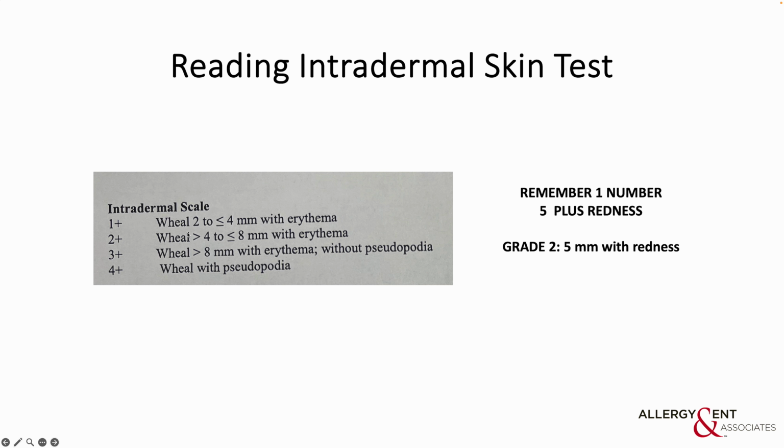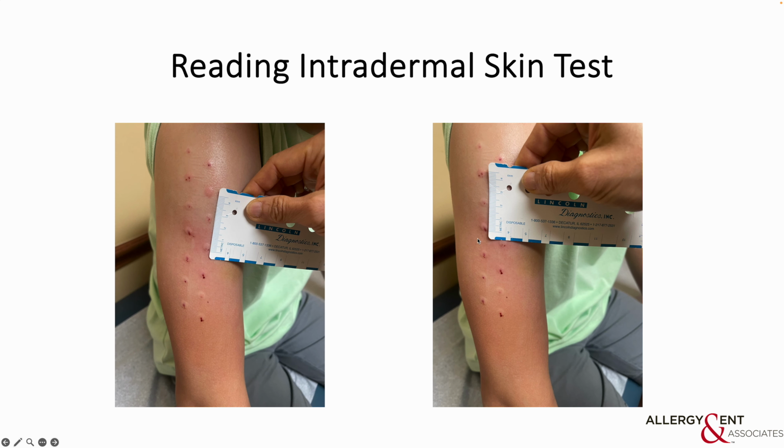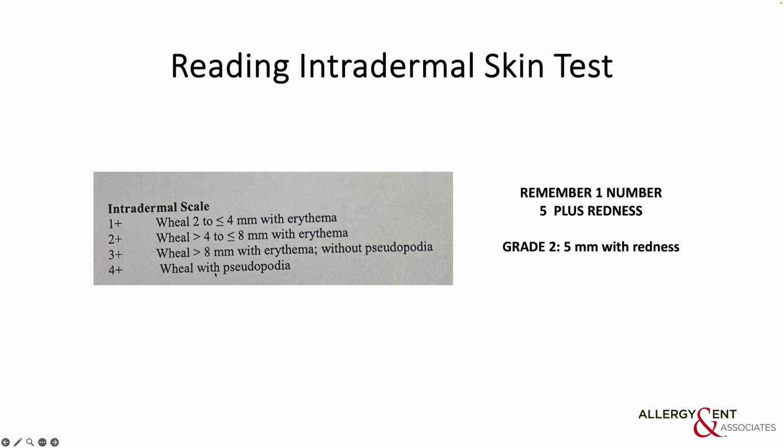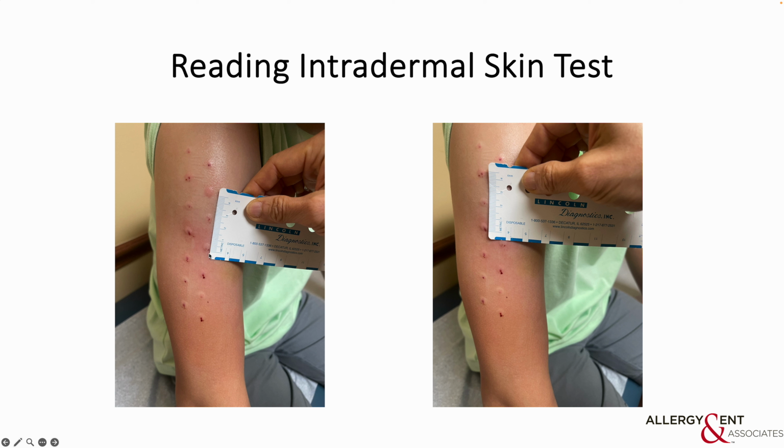And you want to be at least 5 millimeter wheal. You can have a pseudopod or whatnot. It's fine. It's still a positive test. It's good to know, but usually when we do the intradermal, this is what we usually see. We see a little bump and a redness. Okay.